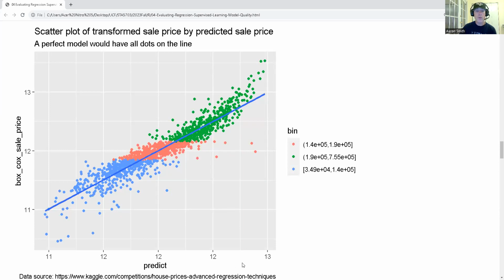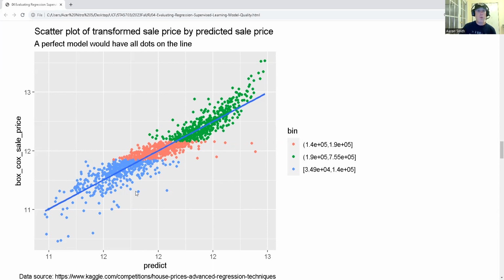The horizontal axis is the predicted values. If I had a perfect model, every single data point would be sitting on this line. This is the line of best fit between the predicted value and the Box-Cox. And so ideally, I would see this as a zero-intercept y equals x line. That's what I would like to see for this, if everything was perfect. It won't always be.